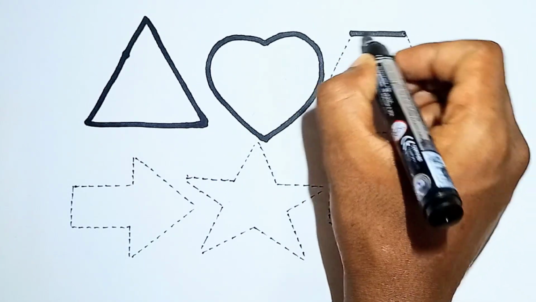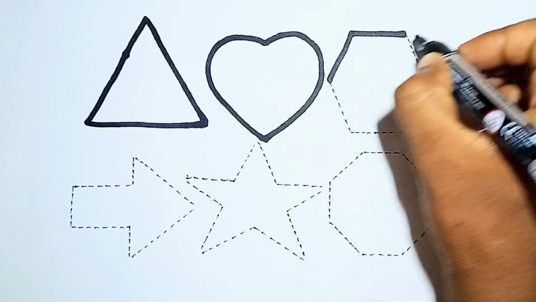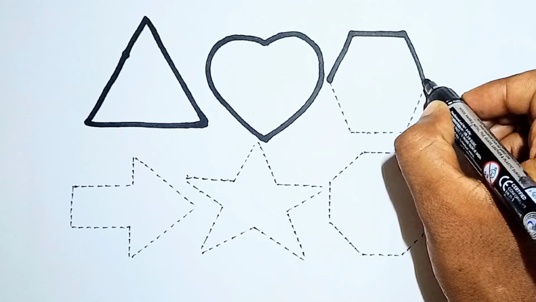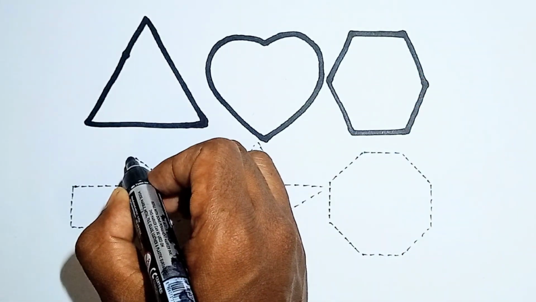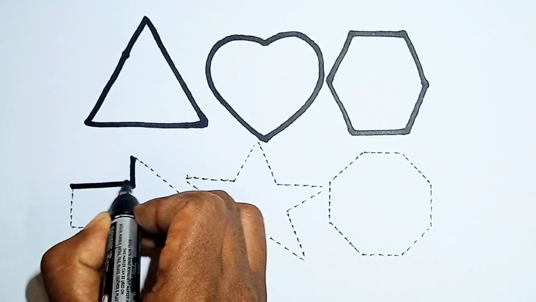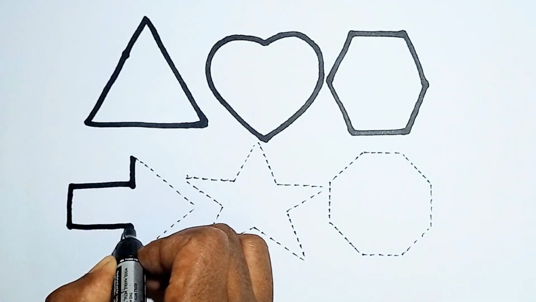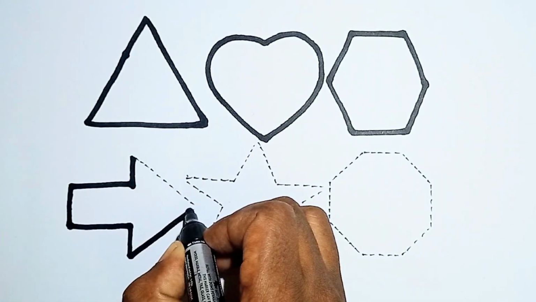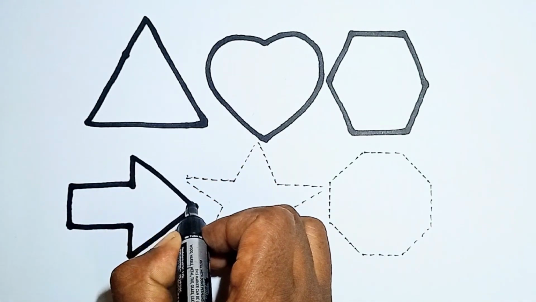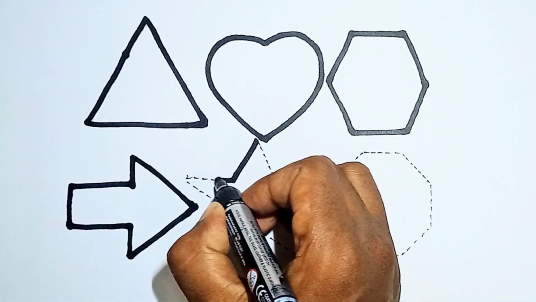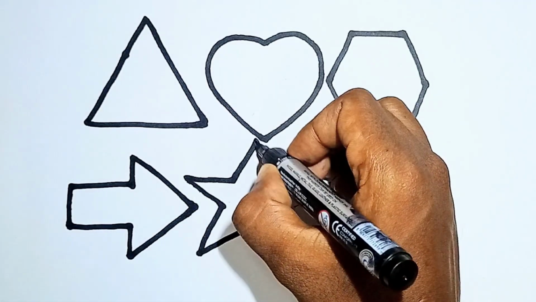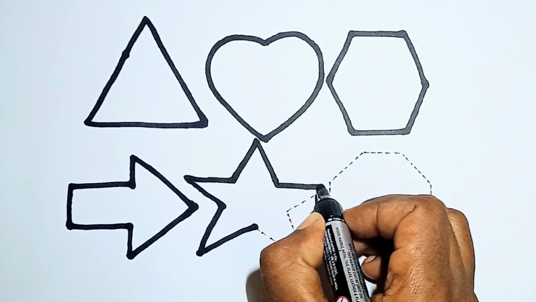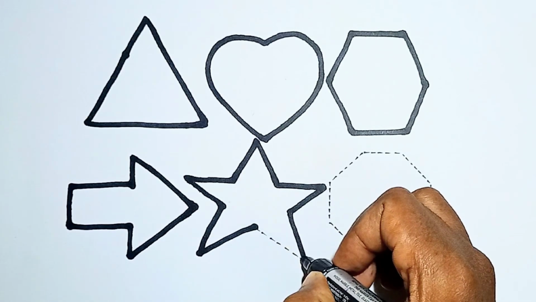And this one, hexagon. Say it with me, this one, hexagon. And this is arrow. What is this? This is arrow. And next, star. Hello kids, say it with me and draw with me. This is star.